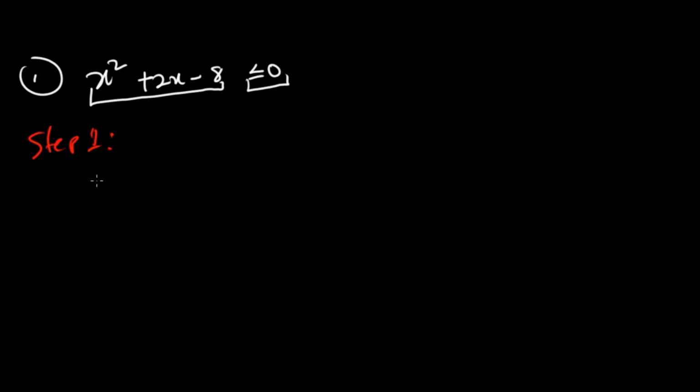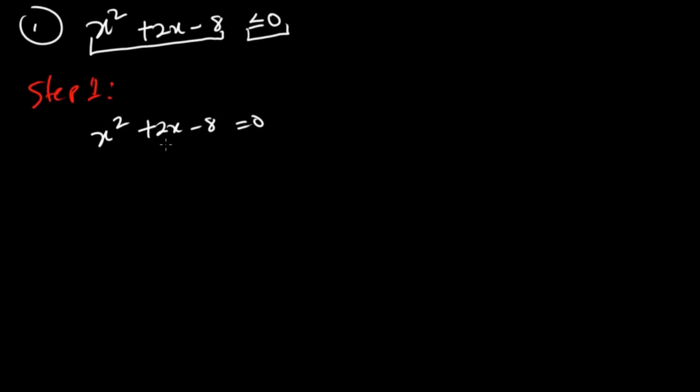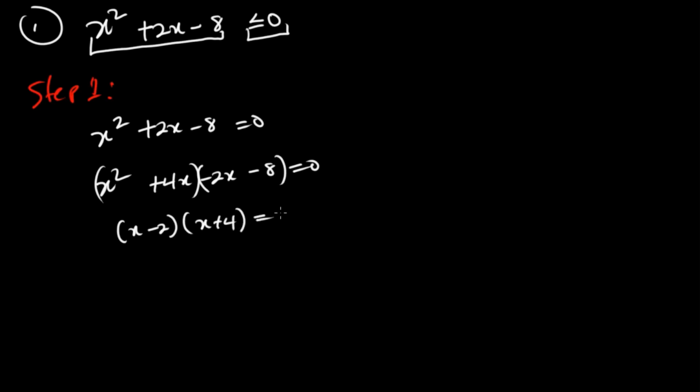We simply have to equate the quadratic expression to 0. So x squared plus 2x minus 8 equals 0. Using any method of solving quadratic equations, we can find the zeros. Using the factorization method, I'm going to have x squared plus 4x minus 2x minus 8 equal to 0. Factorizing this, I'm going to have x minus 2 and x plus 4 equal to 0.